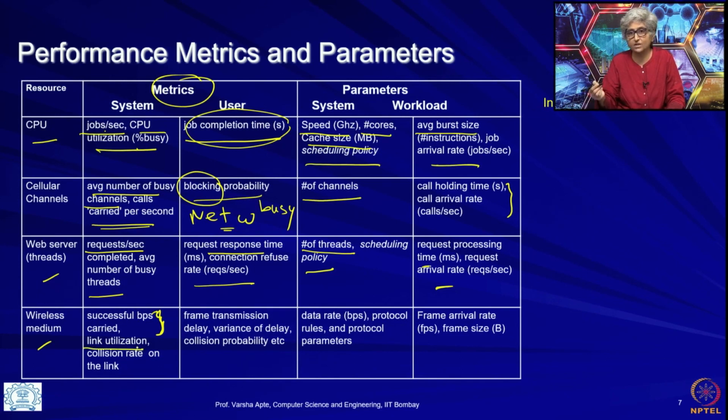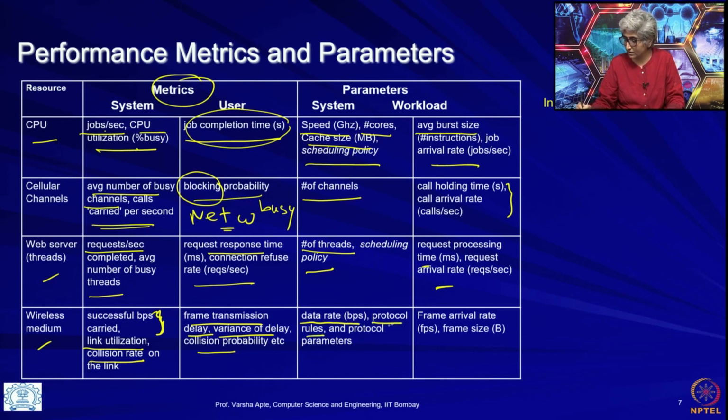Then what fraction of the time was the medium actually being used? Otherwise, it is a waste. Collision rate: recall from your wireless network material that collisions can happen on Wi-Fi. So, what is the collision rate? From the user's point of view, again it is delays, and sometimes how variable the delay is is also a metric of interest, and maybe collision probability for the user also. The parameters will be data rate, which we call bandwidth. If the bandwidth is higher, the frame transmission delay will be smaller.